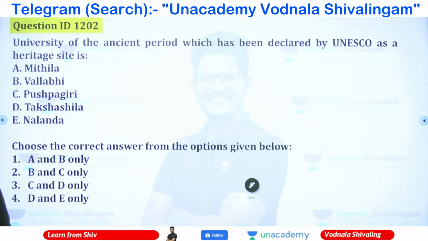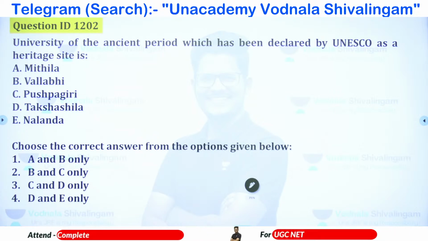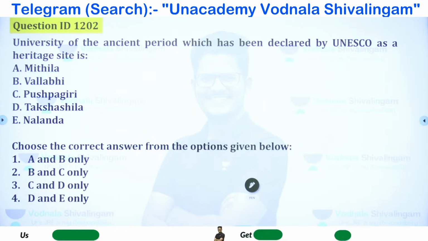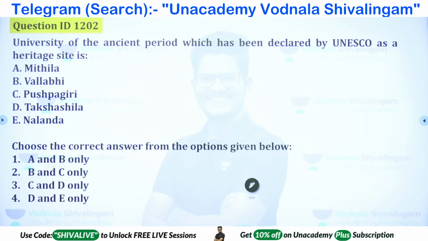The university of the ancient period which has been declared by UNESCO as a heritage site is: Mithila University, Vallabhi, Pushpagiri, Takshila, Nalanda University.